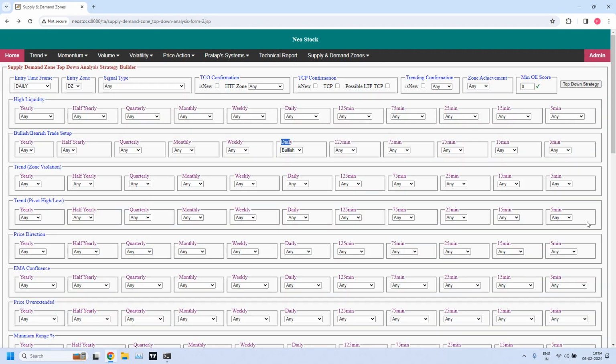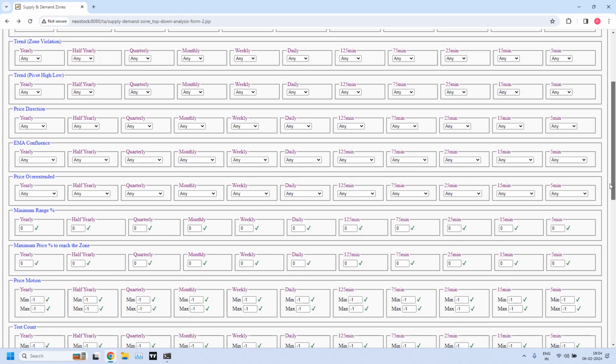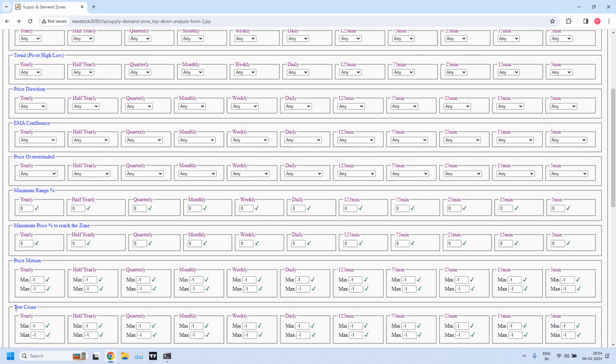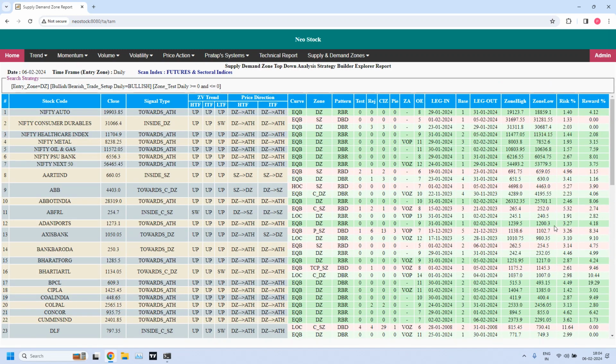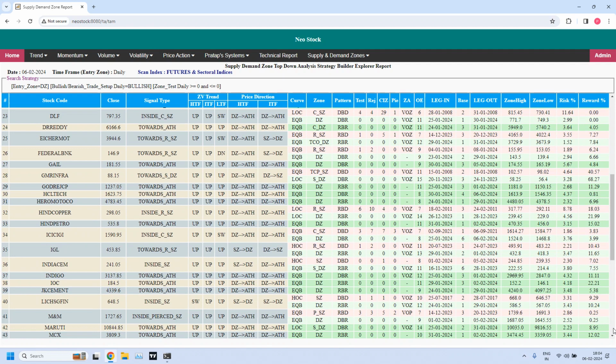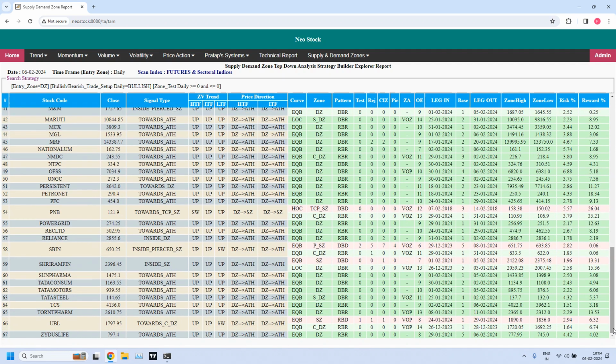So let me go back. The last parameter in this page is the test count. In the test count in daily time frame, I am setting 0, 0. That indicates the zone is a fresh zone, but we are allowing the rejections. So in the filtered list, let me scroll down quickly. 67 stocks are filtered. From 99, the list has come down to 67. And all these demand zones have a test count of 0. That means they are all fresh zones.